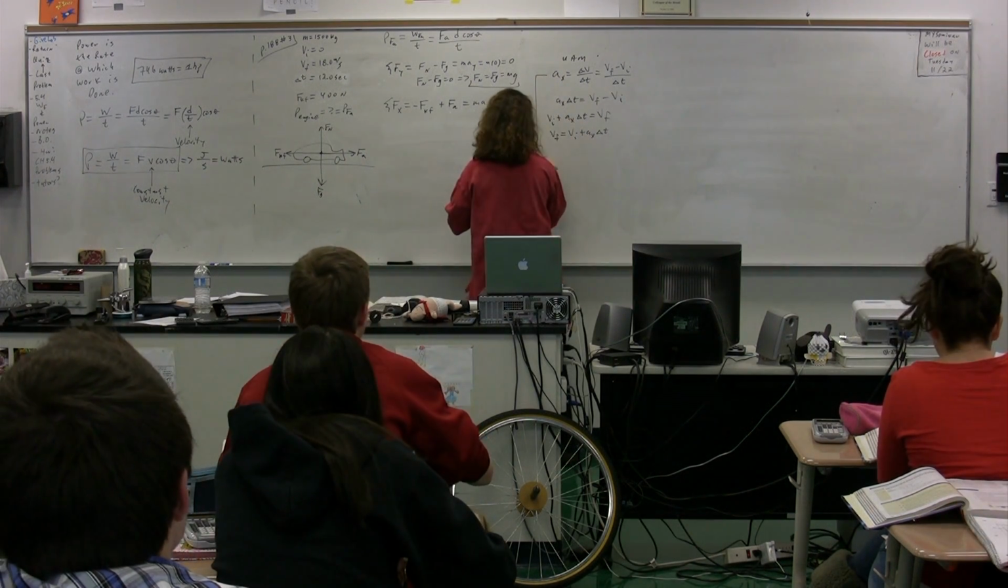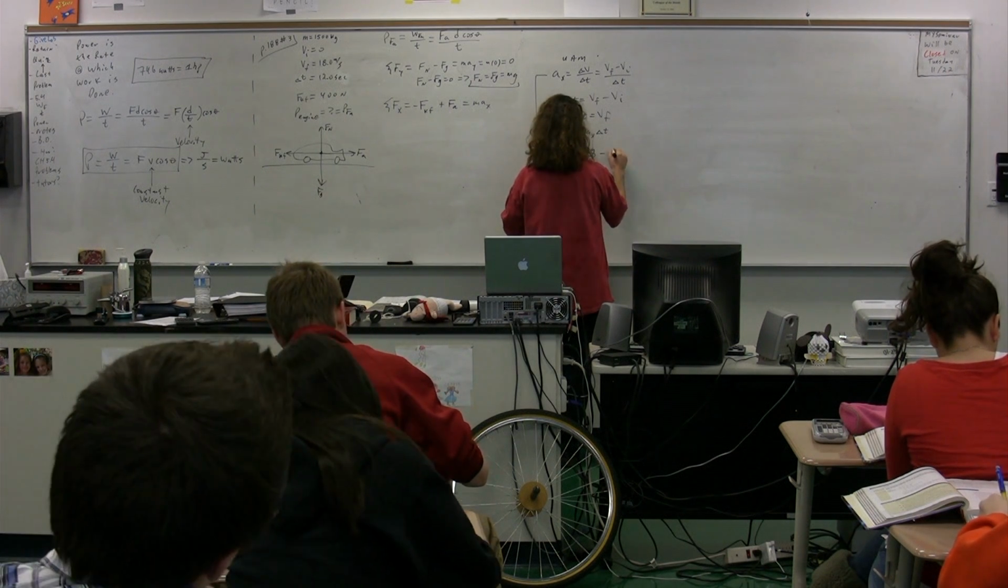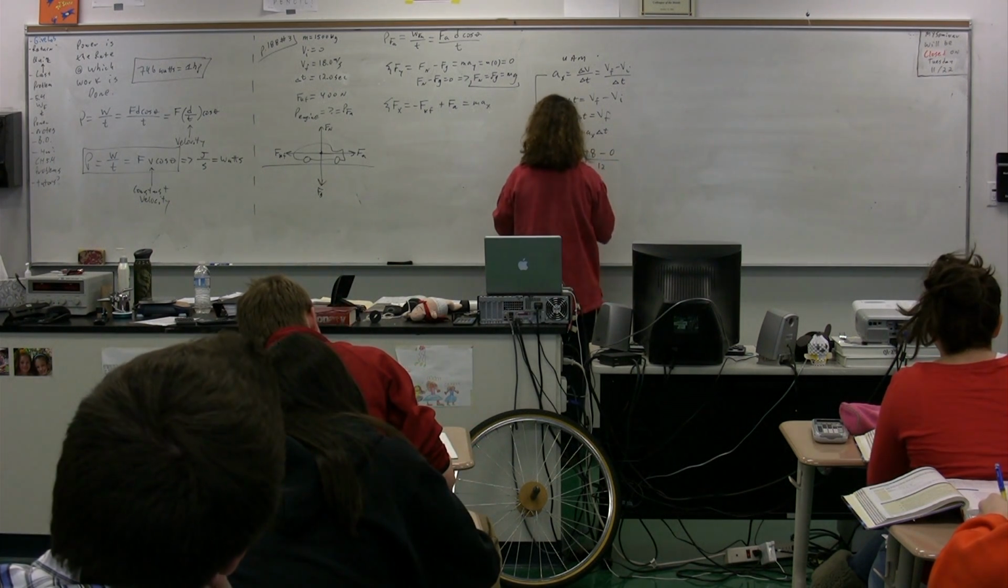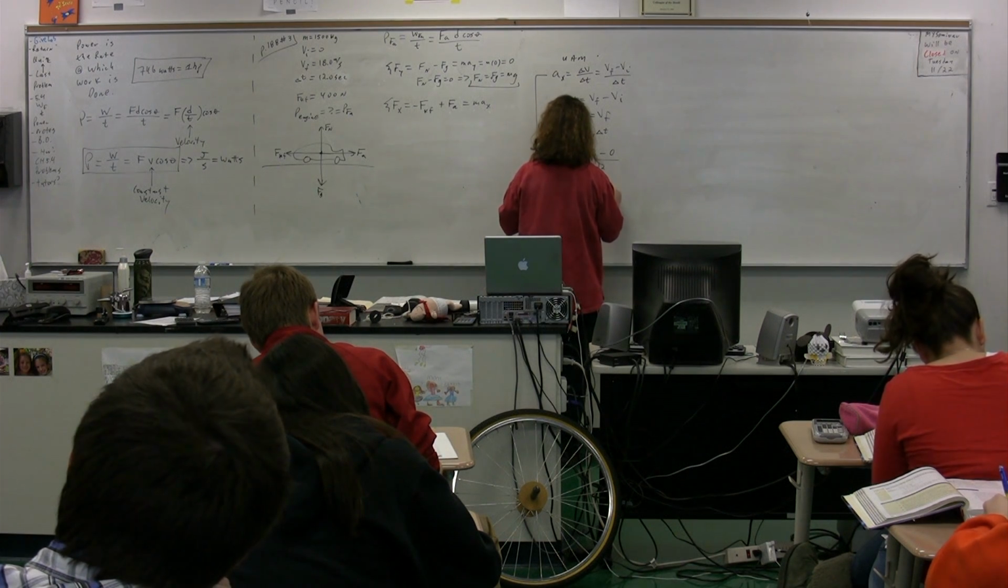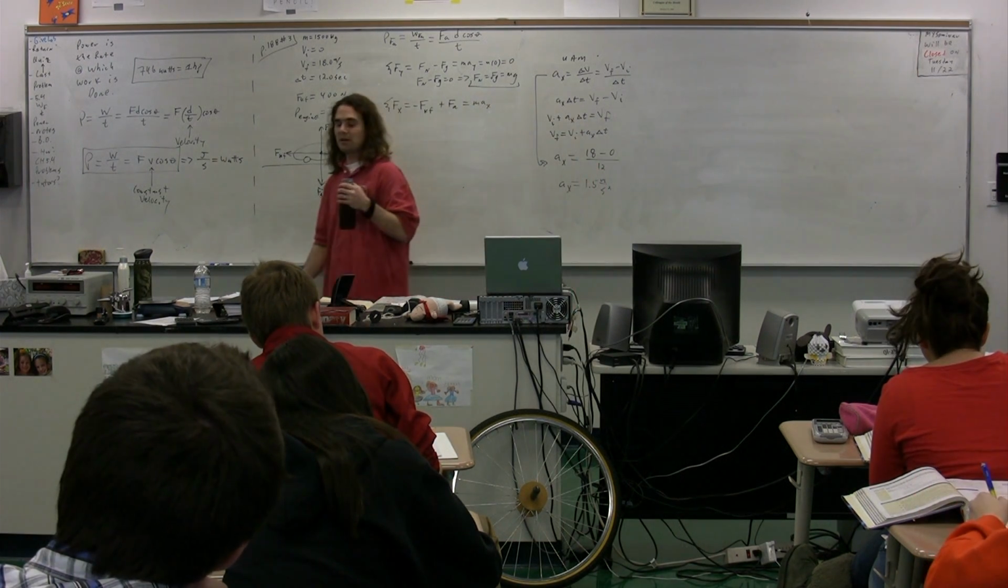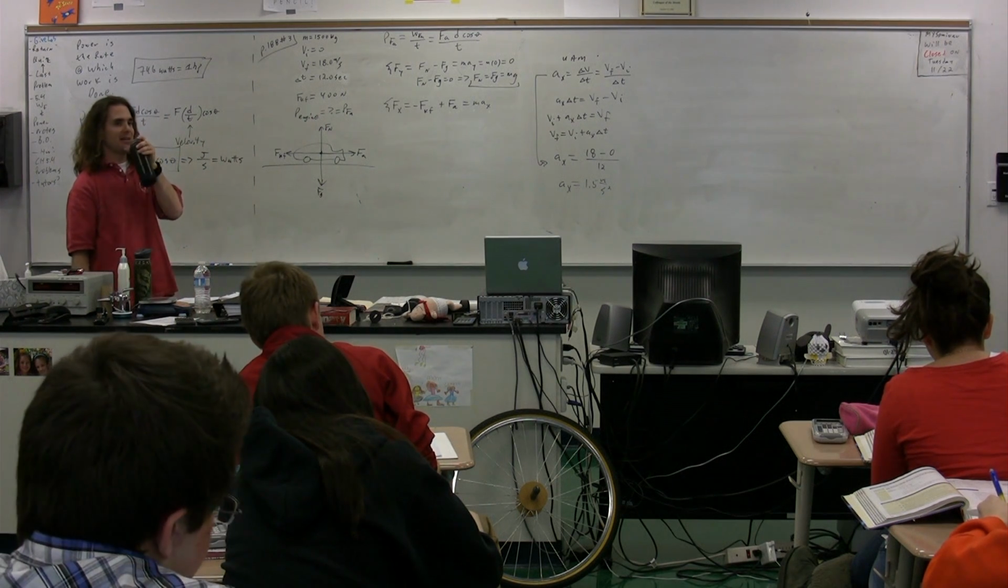So the acceleration in the x direction is equal to the final velocity, which is 18, minus the initial velocity, which is 0, divided by the total time, which is 12. So the acceleration in the x direction equals 1.5 meters per second squared. Great, we figured out the acceleration in the x direction. How are we going to use that? Eric?